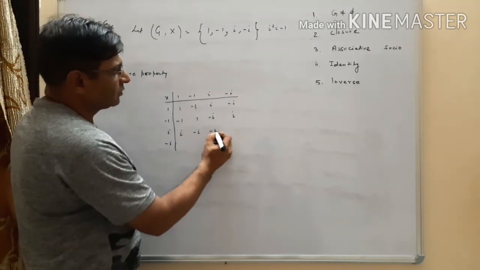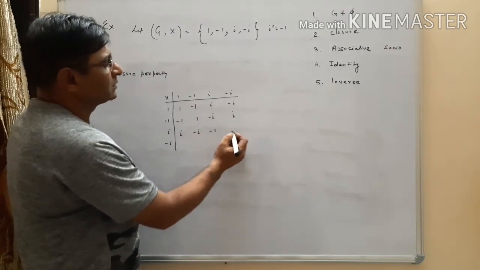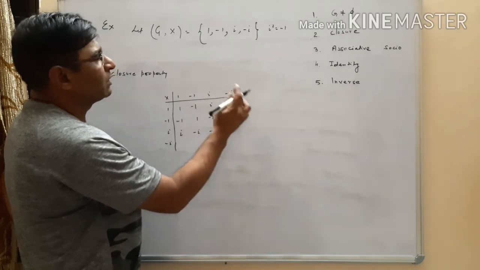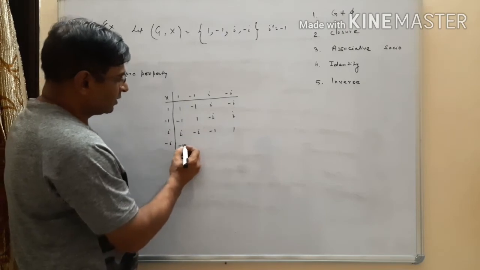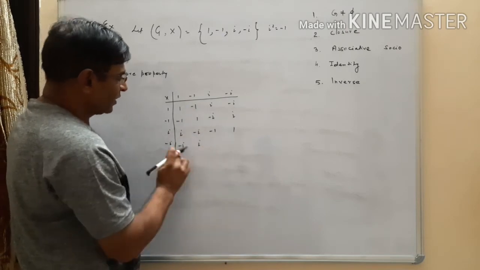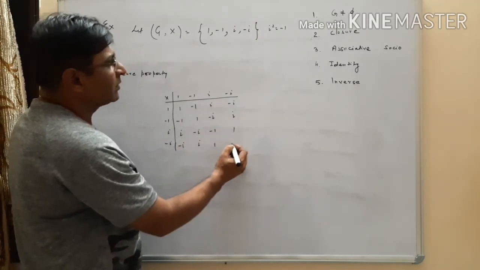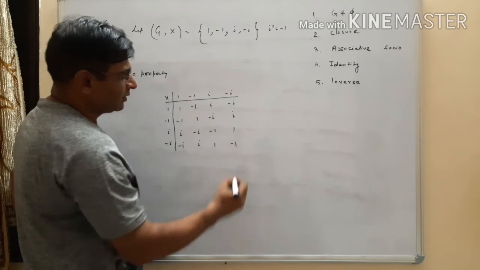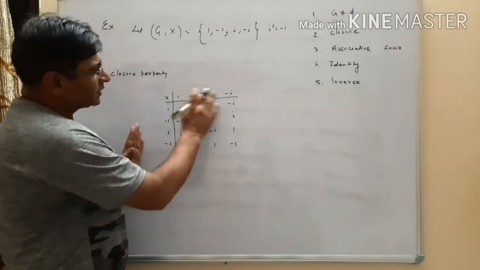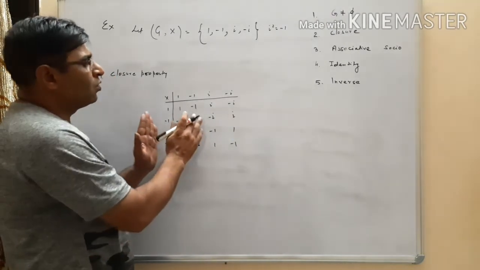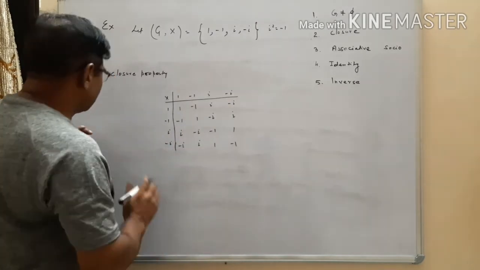iota times iota is iota square, that is equal to minus 1, iota times minus iota is minus iota square, that will become 1. Similarly for minus iota, this is plus iota, this is 1, and this is again minus minus plus, and iota square equals minus 1. So you see after the operation, all elements fall in the set, no element goes out, so it is closure.